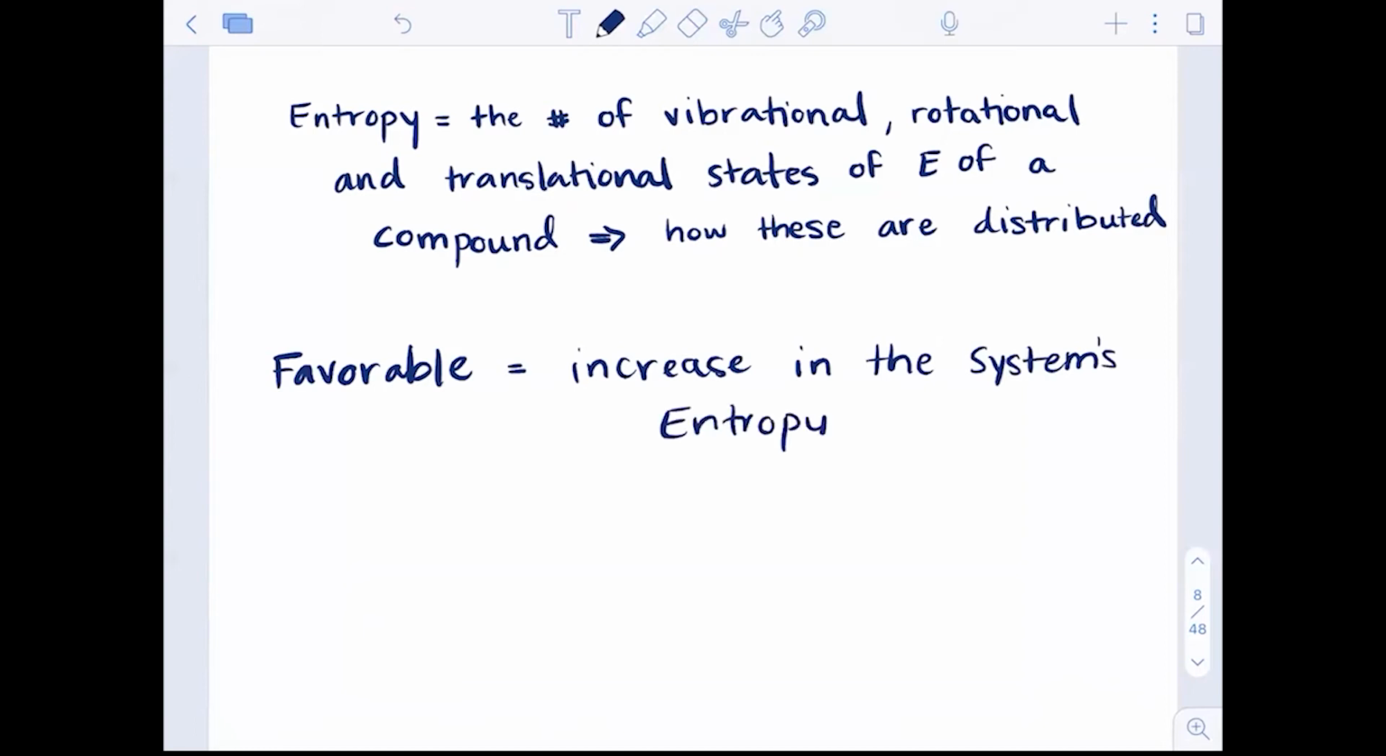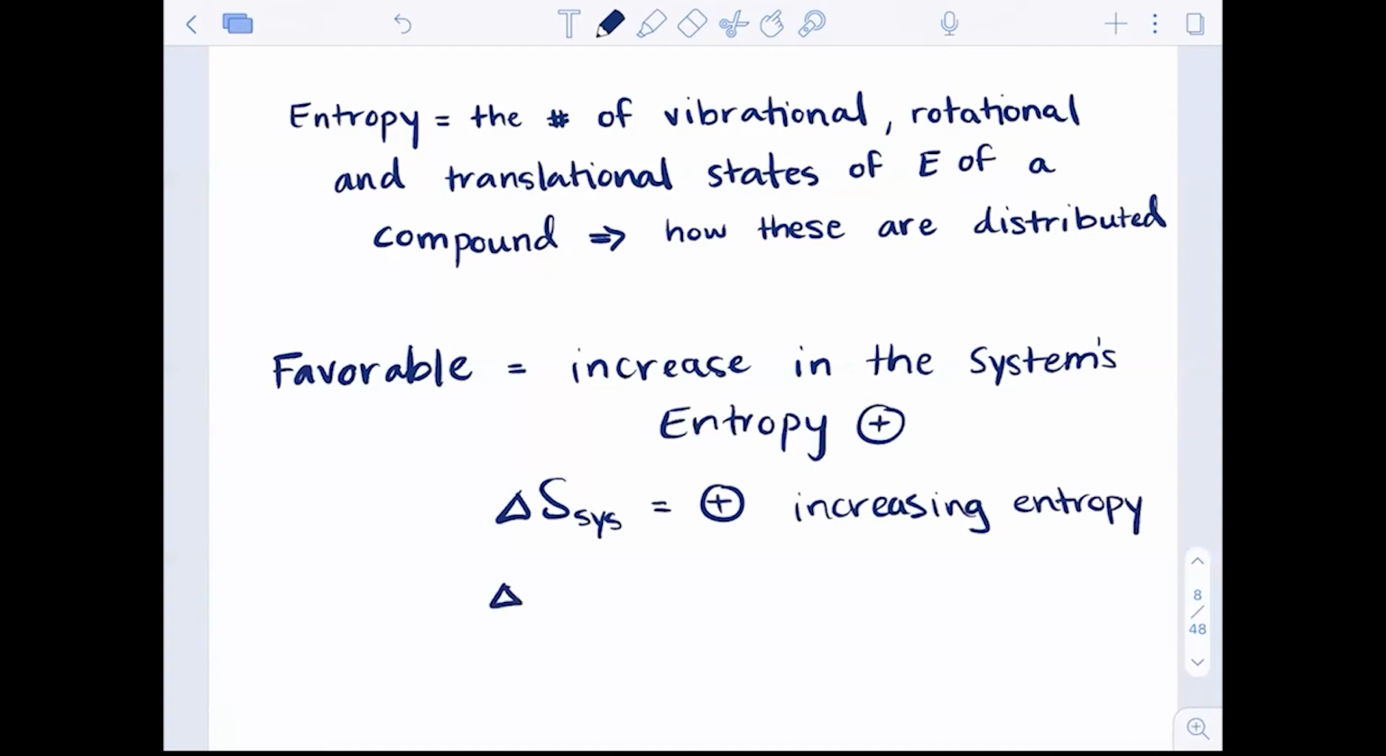We related this to a positive delta S, right? If delta S for the system is positive, this is what we called increasing entropy. And that was favorable. If delta S of the system is negative, we said that was decreasing entropy, more structure, less disorder. You can think about that as more order, right? And that was not favorable.